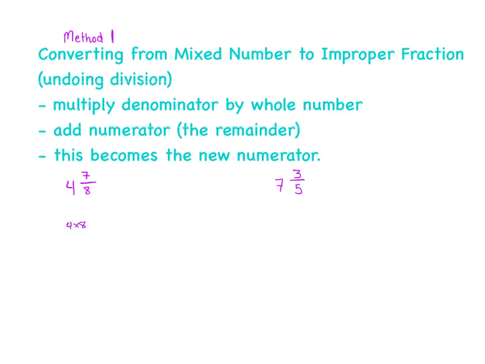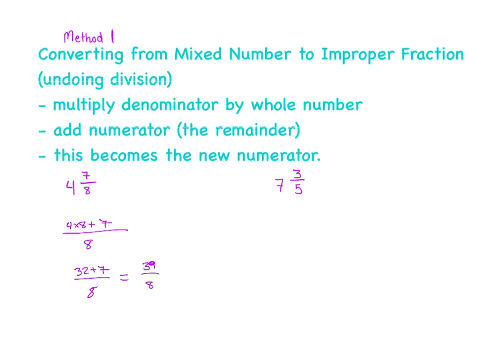And then it says add the numerator, or add the remainder. So what am I adding to this? 7. And then this becomes my new numerator. So we're just going to simplify 4 times 8 plus 7. 4 times 8 is 32, plus 7, which gives us 39 over 8, and so that's what this is as an improper fraction.